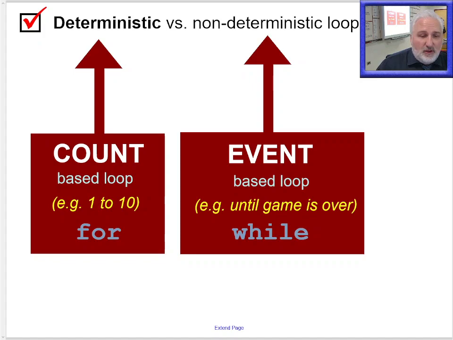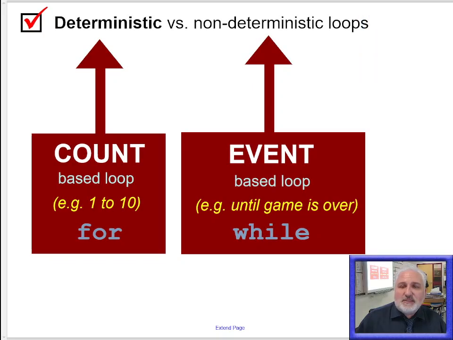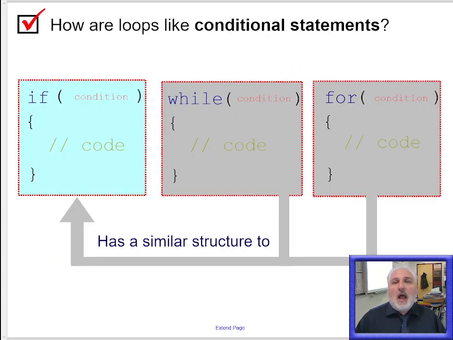There's two types of loops, the deterministic versus the non-deterministic, or the count versus the event loop. The count is more generally the for loop, and the event is more generally the while loop. For loops are like conditional statements. Here you can see a comparison between the structure of an if statement versus the structure of a while versus the structure of a for.